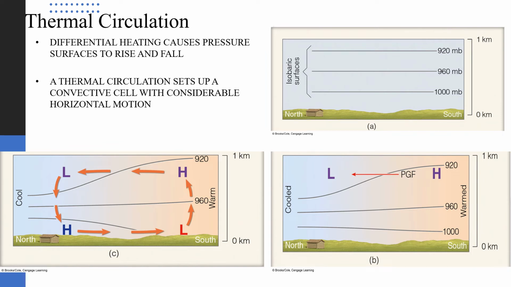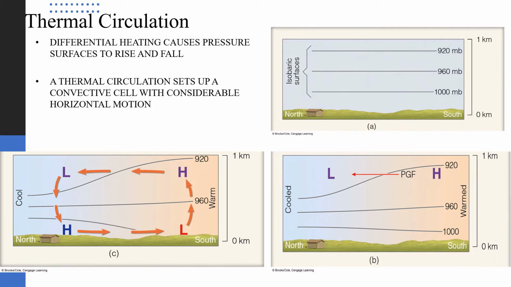Now, how does thermal circulation work? Suppose there is a vertical distribution of pressure, exactly as in picture A. The isobaric surfaces all lie parallel to the earth's surface because there is no horizontal variation in pressure or temperature, and there is no pressure gradient, so there is no wind.